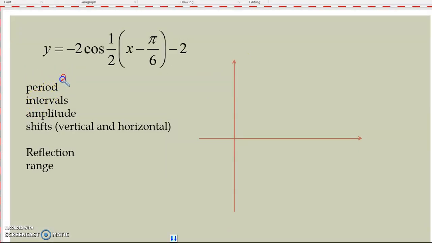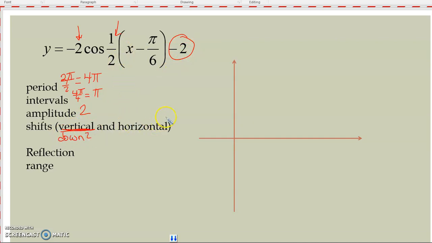So our period is 2 pi, but we have a C value of 1/2. So keep, change, flip, we get 4 pi. If we make that 4 intervals or divide it into 4 intervals, every mark is a pi away. Okay? Now, we do have an amplitude change. It's at 2. We do have a vertical shift. We had a minus 2 back here, so that's down 2.